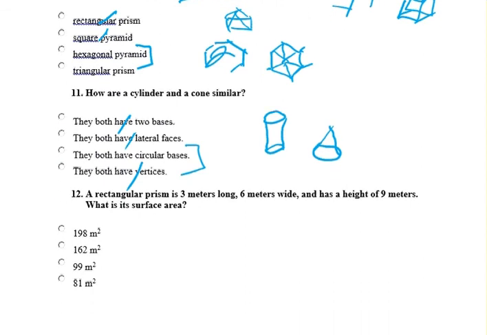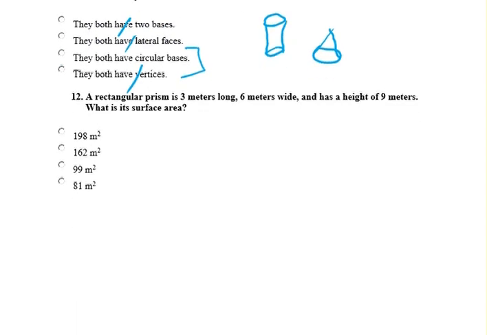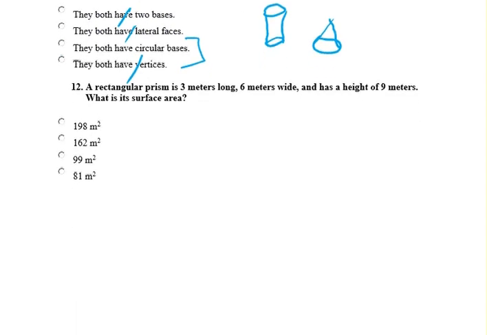So a rectangular prism is 3 meters long, 6 meters wide, and has a height of 9 meters. What's the surface area? So that's if we're going to paint this thing. So let's draw it. Because I just remembered how to draw a box. There's my box. And so we're going to paint.